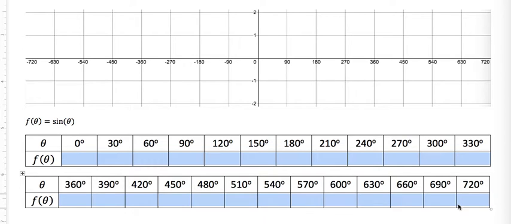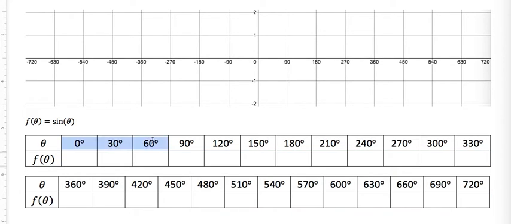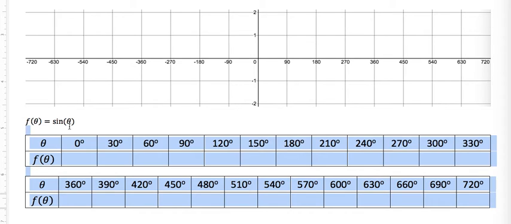If you start doing this and you notice the pattern and you're 100% sure you understand the pattern, feel free to just use the pattern to finish filling in the rest of the spaces here. If you're not 100% sure you understand the pattern, just put each of these into your calculator and it'll come out with the sine for that angle. Pause the video here. When you are finished with this table, hit play.